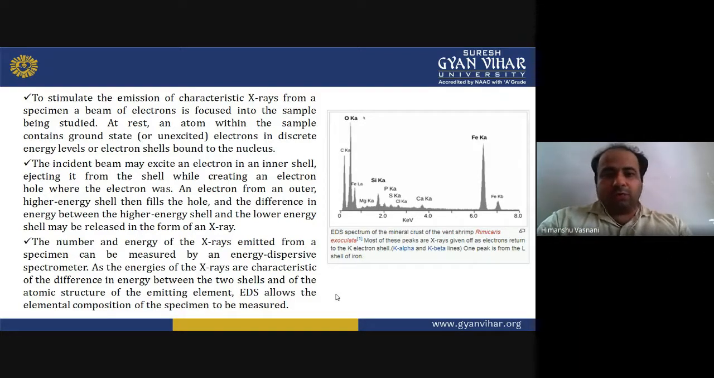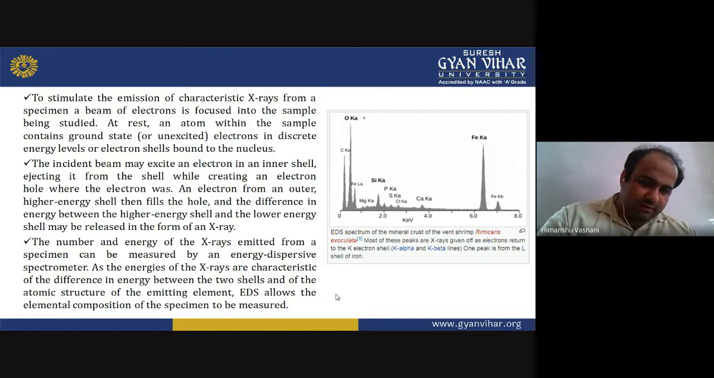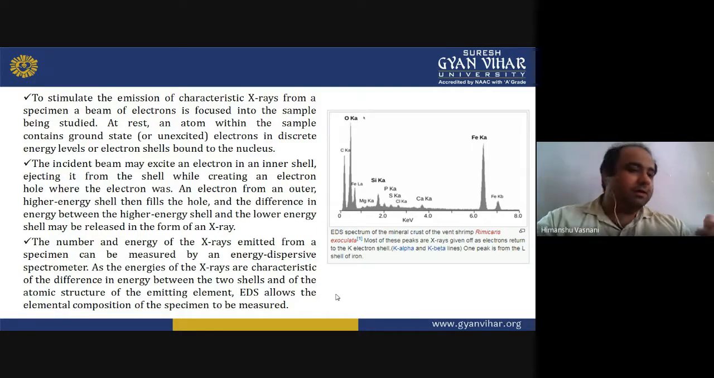An electron from an outer, higher energy shell then fills the hole, and the difference in energy between the higher energy shell and the lower energy shell may be released in the form of an X-ray. So when the space was created, an electron from the outer shell fills the hole, and this energy difference is released as an X-ray. The number and energy of the X-rays emitted from the specimen can be measured by an energy dispersive spectrometer, EDS.